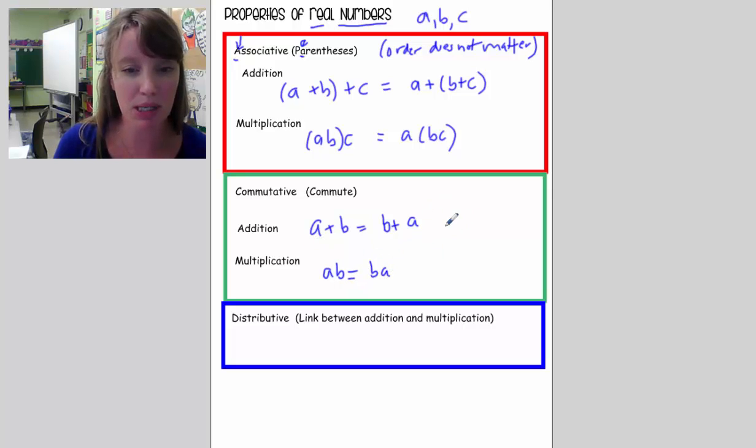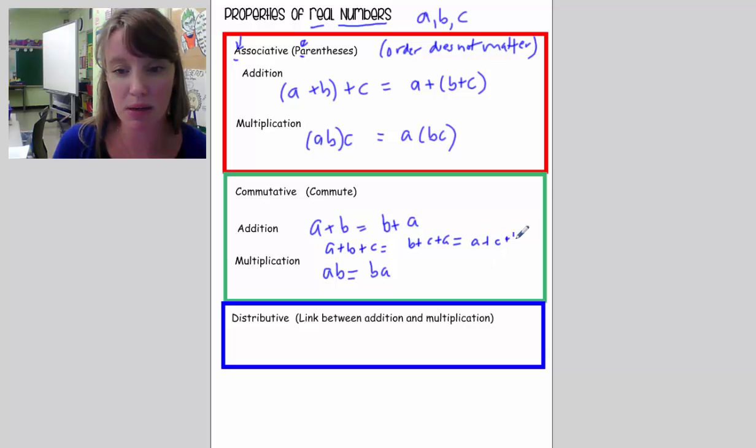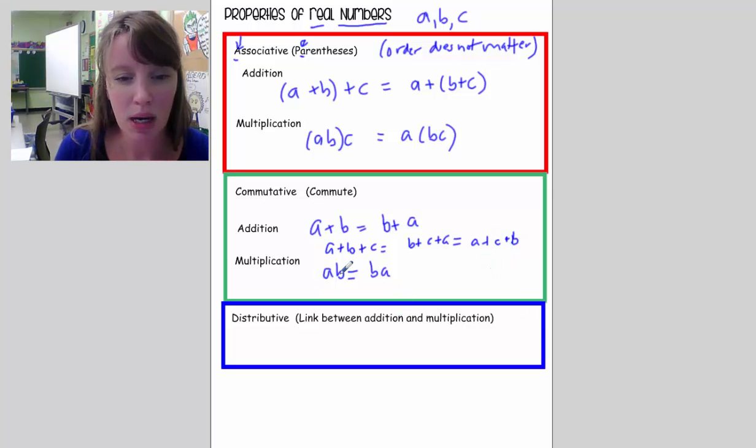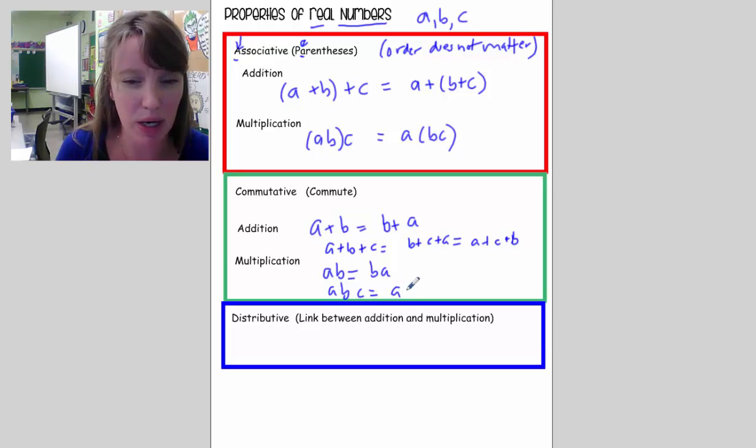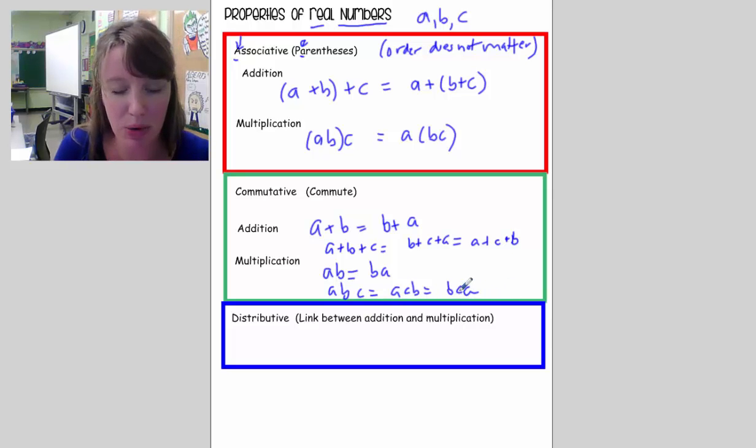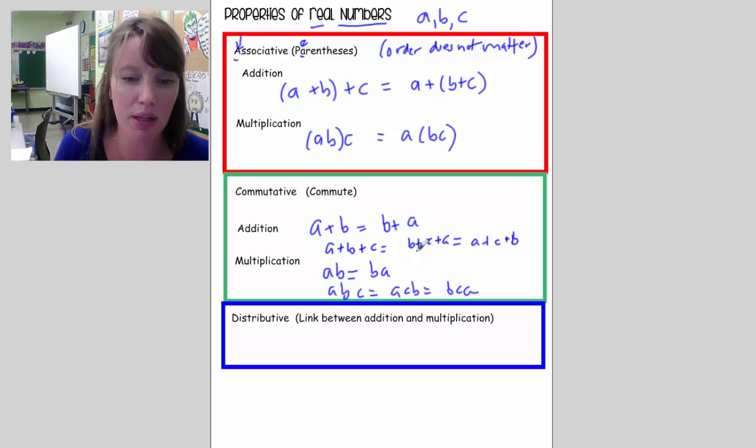Now, both of these properties can be extended if you have any number of addends. So A plus B plus C is equal to B plus C plus A, or A plus C plus B. I can switch them around any way that I like. Likewise, this can also be used for two or more factors. A times B times C, I could rearrange in any way I wanted to. I could do B first, then C, then A. So the order in which I represent the factors or the addends doesn't matter here.